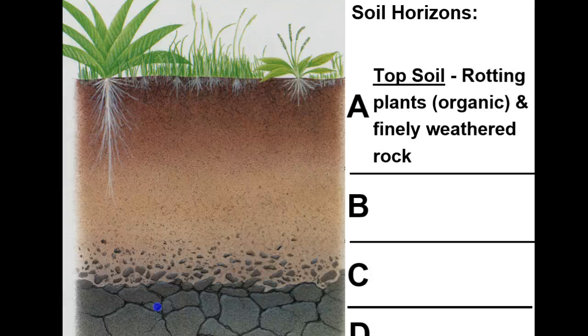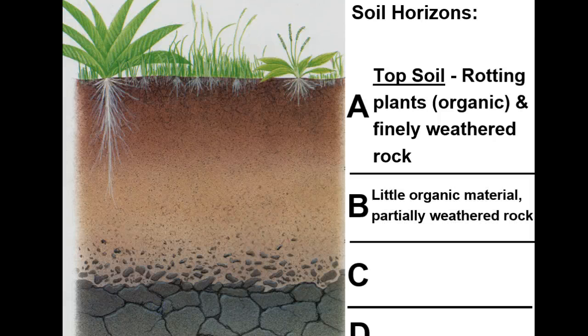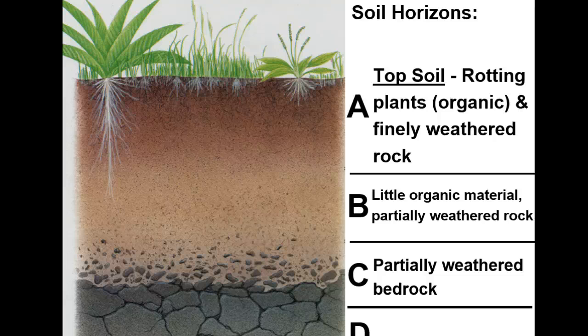Layer A is the topsoil, and that's where we have the rotting plants, the organic part, and the organic material that makes up the soil. And we also have the finely weathered rock. Layer B, as you go a little deeper, there's less organic material and partially weathered rock. Going even deeper, layer C is partially weathered bedrock. That's the part where we lose the organic material once you hit layer C. And layer D is bedrock, and that's just solid rock.